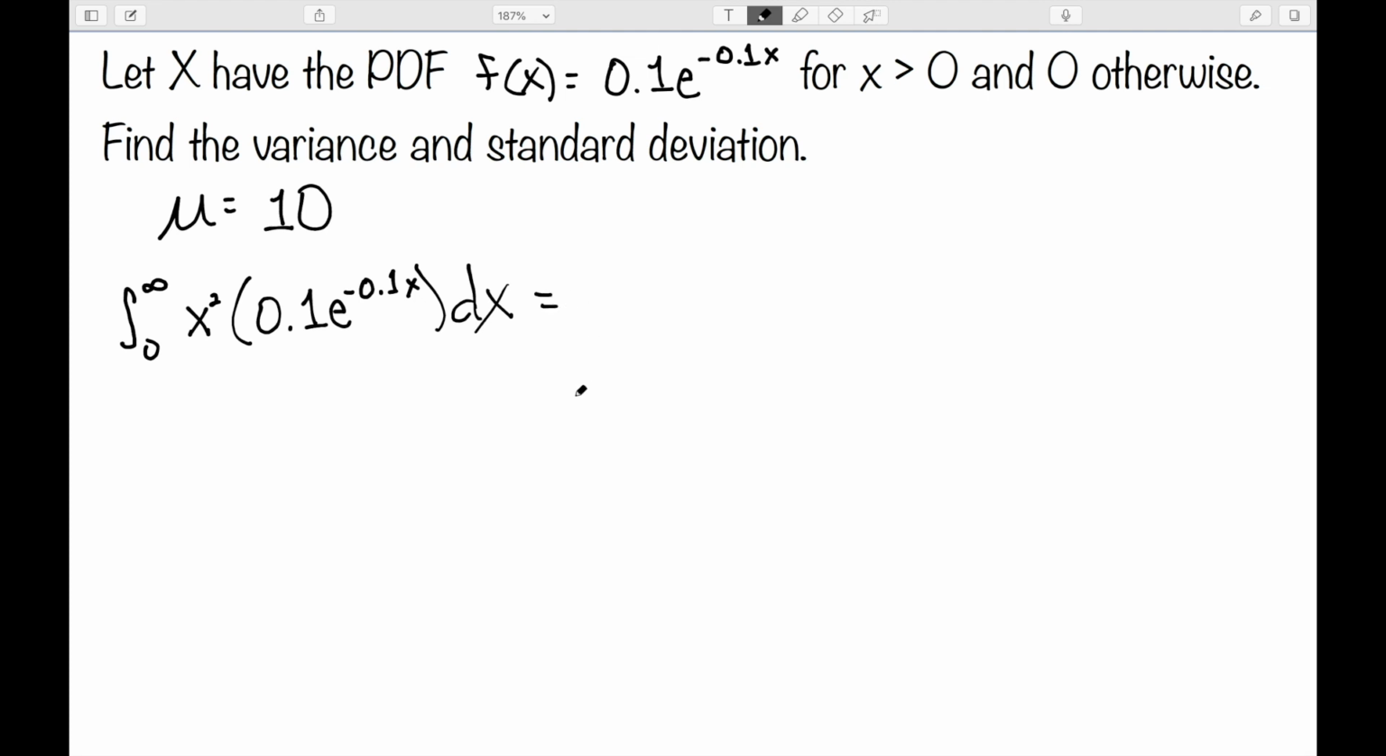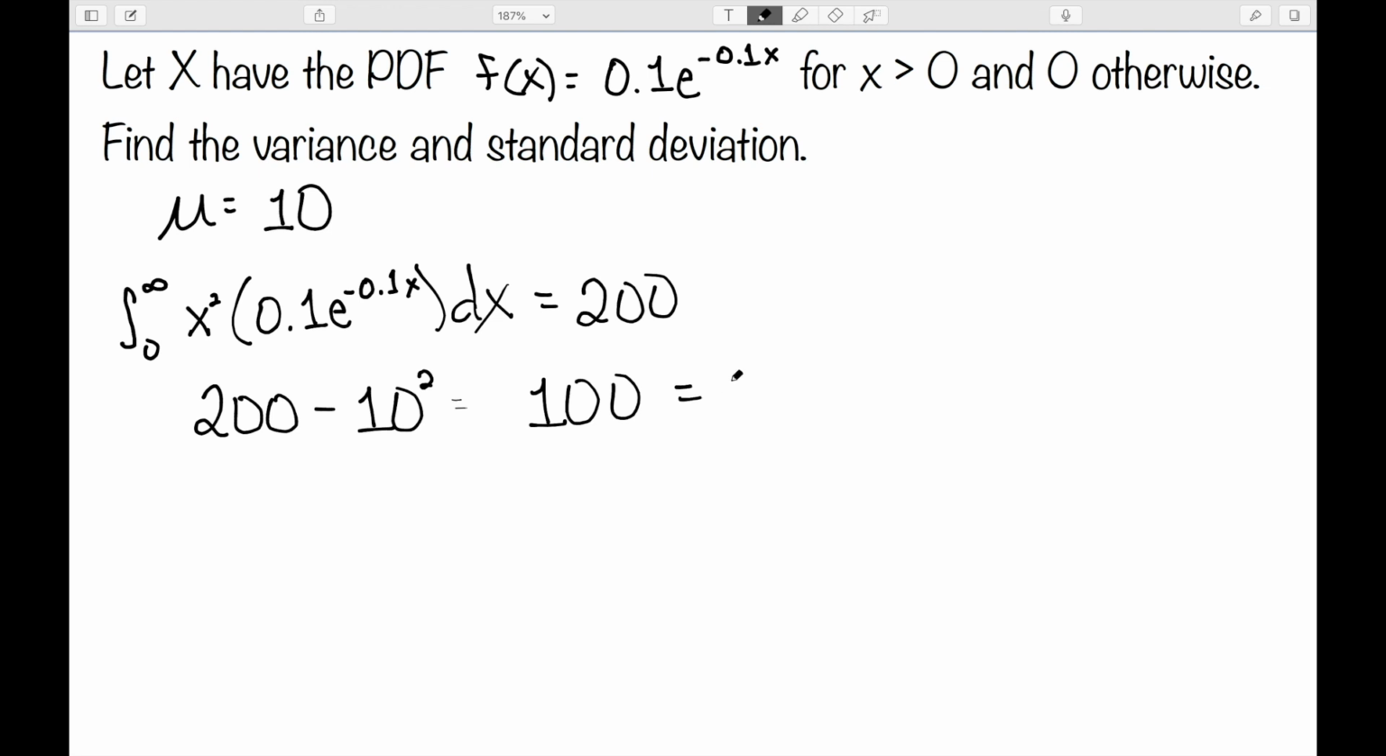And this will actually require integration by parts twice. And if you work that out, you get 200. So we have that value minus the mean squared. When we work that out, we get 100. So that would be my variance. The standard deviation is then the square root of that. So the standard deviation here would be 10.